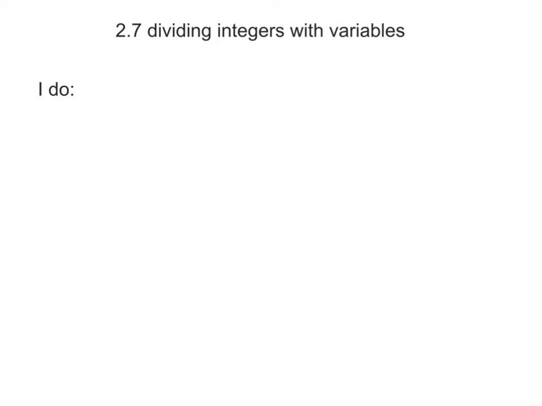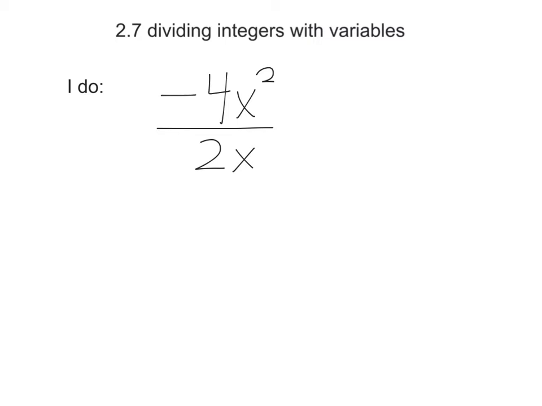Alright, so this lesson is 2.7, dividing integers with variables. First I'm going to do my I do. So the example that I have is negative 4x squared divided by 2x. Okay, so what I'm first going to do, I see that I have powers here. So what I want to do is I want to expand first. So I'm going to rewrite this as negative 4x times x, because x squared expands as x times x, over 2x.